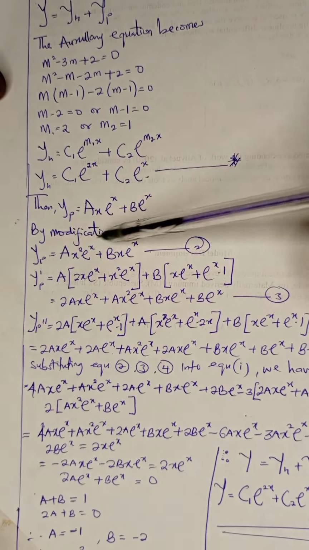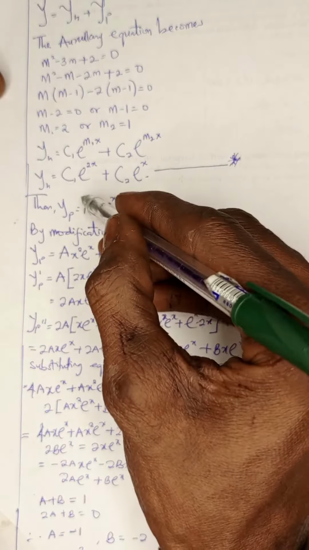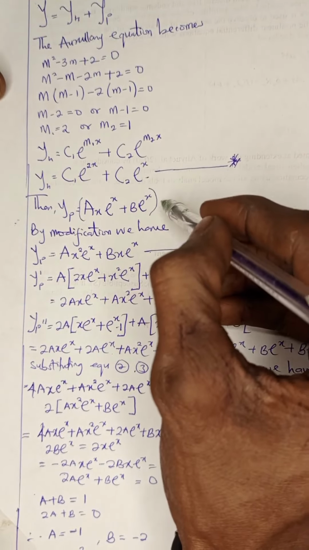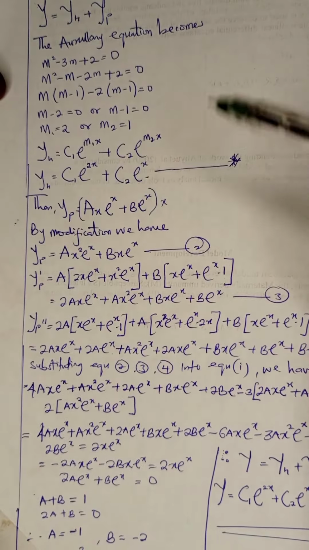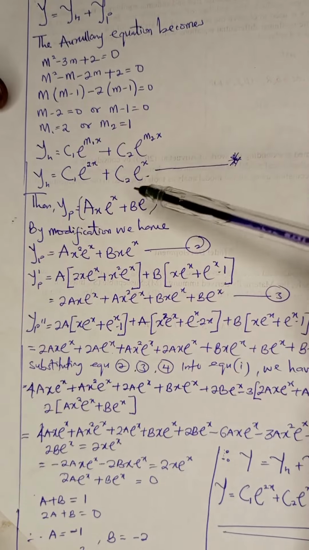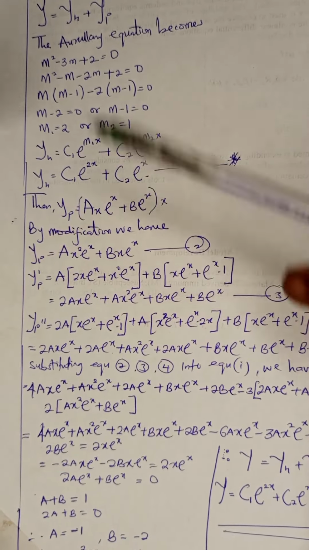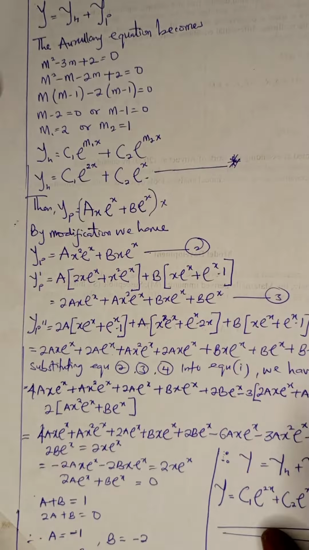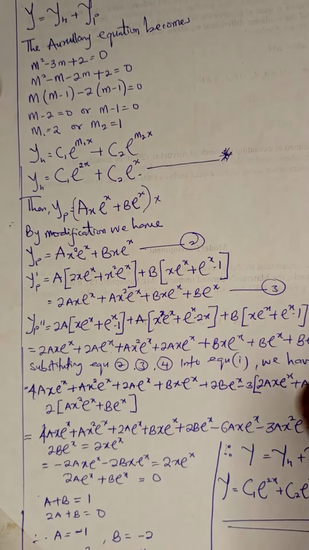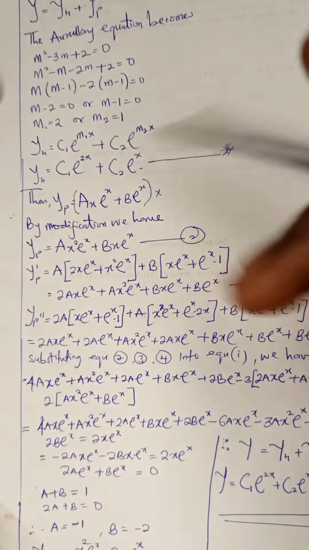By modification, guys, we have to multiply everything in this initial particular by x, so we can have a difference from the y homogeneous. Because the y homogeneous shouldn't be carrying the same characteristics as the y particular. All right, so now let's fire on.